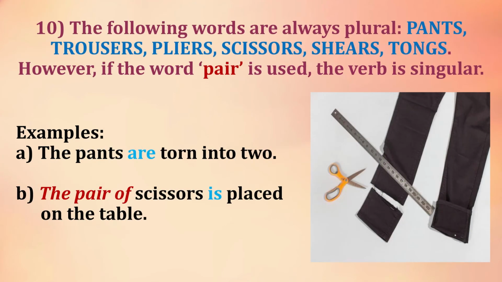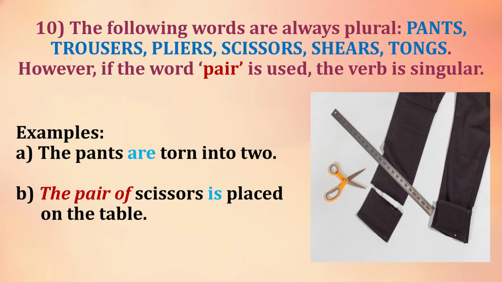Now the 10th rule is the following words are always plural, like pants, trousers, pliers, scissors, shears, tongs. However, if the word pair is used, the verb is singular. So some nouns are always plural. These nouns have two parts. Like trousers, it is having two parts. Scissors, likewise. See the example number 1. A, the pants are torn into two. So it is having two parts. That is why we have used a plural verb.